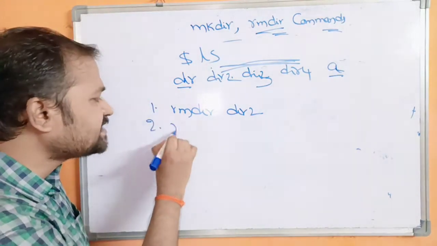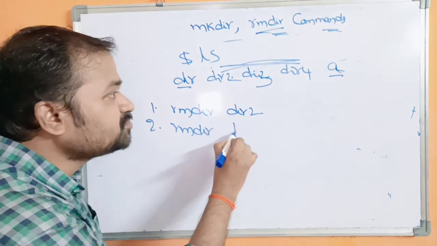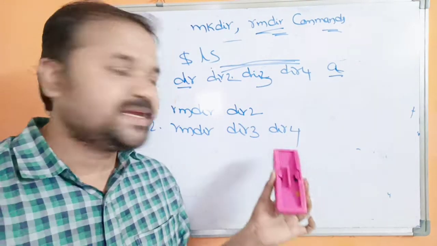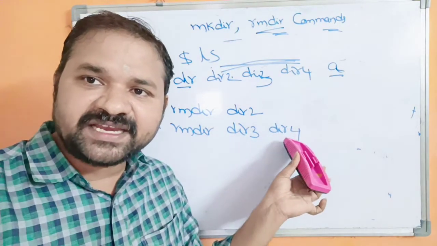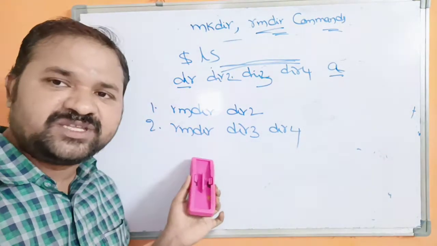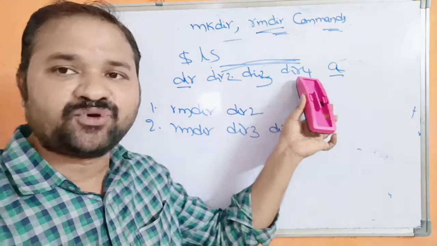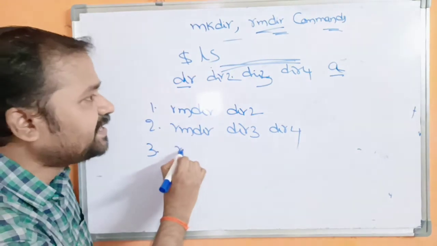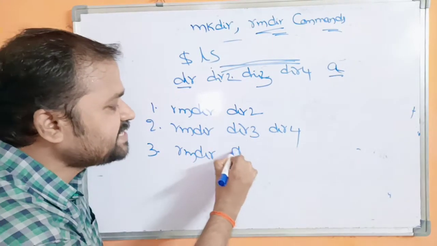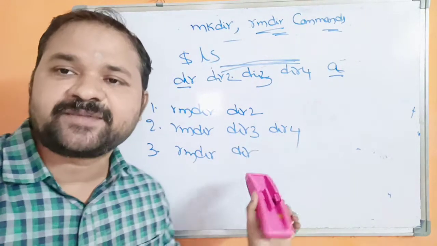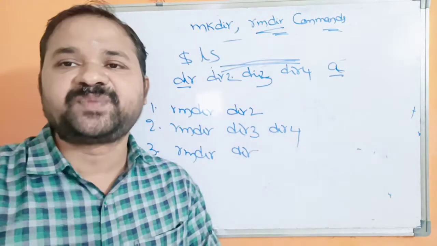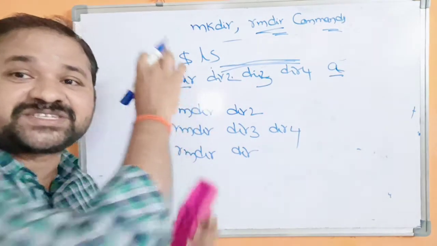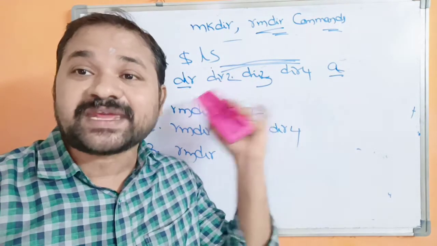The second advantage of the remove directory command is that we can remove multiple empty directories. Here dir3 is an empty directory, dir4 is an empty directory. If we execute this statement, dir3 and dir4 will get removed. So how can we remove dir and A? rmdir space dir. If we try to execute this statement, an error message will get printed: cannot remove the directory. Why? Because this directory already contains some files. This is not an empty directory.